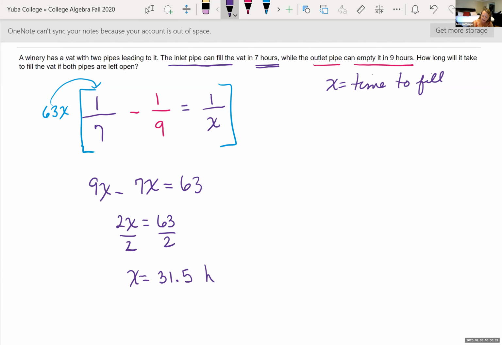We were talking about hours. So normally it would have been able to fill in 7 hours, but now because of the pipe being open, it's taking that 31.5 hours to fill up.